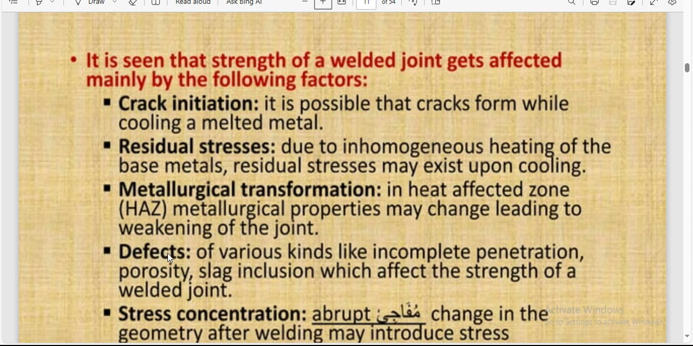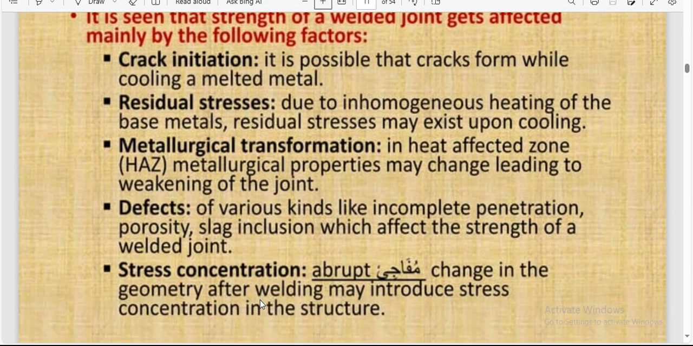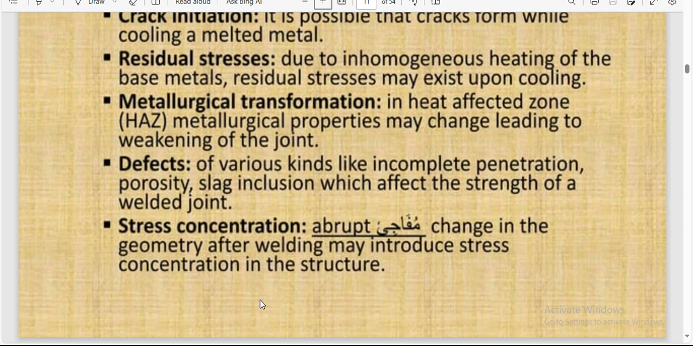Defects may be formed depending on the experience of the workers, or on the conditions. Due to those reasons, defects of various kinds are formed, like incomplete penetration, porosity, and slag inclusions, which affect the strength of welded joints. The fifth one is stress concentration. A change in geometry after welding may introduce stress concentration in structures.